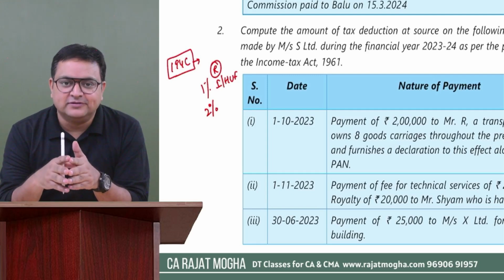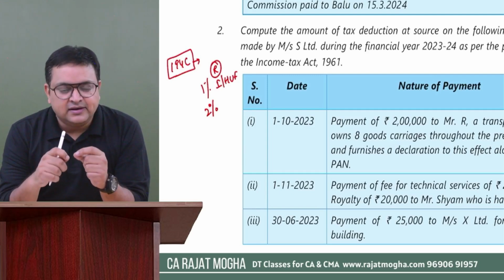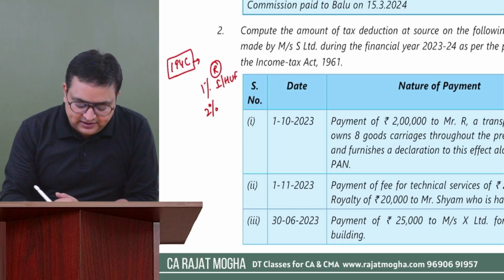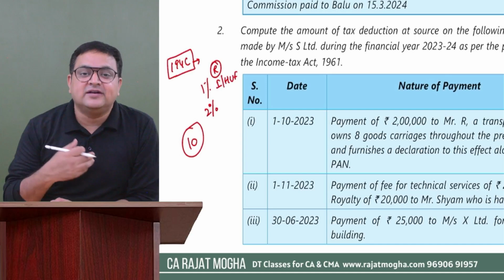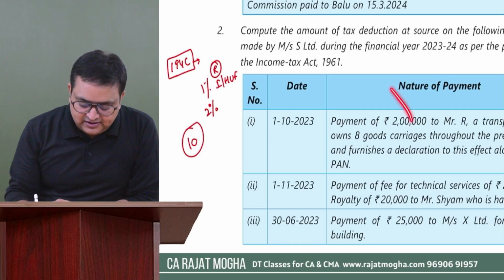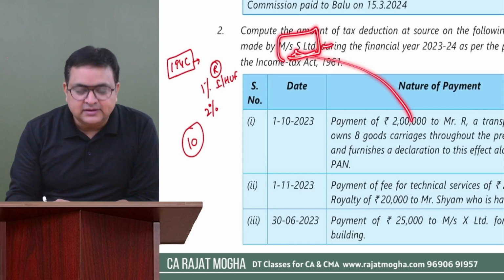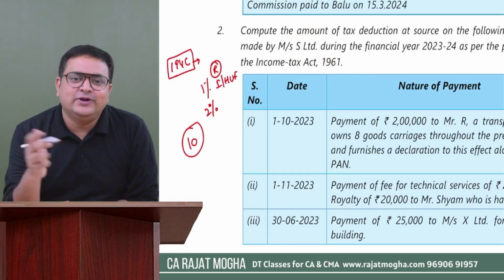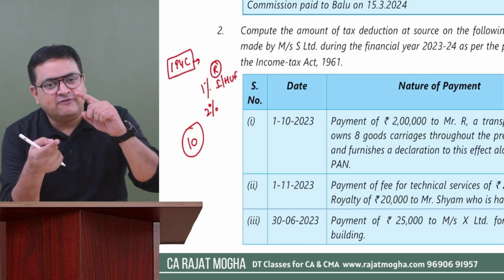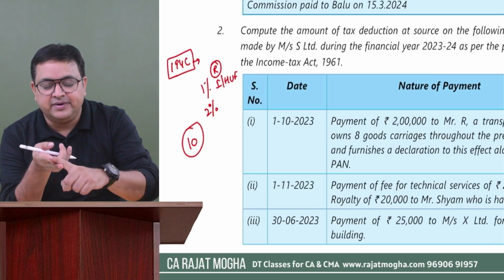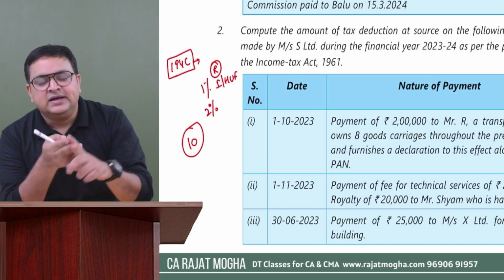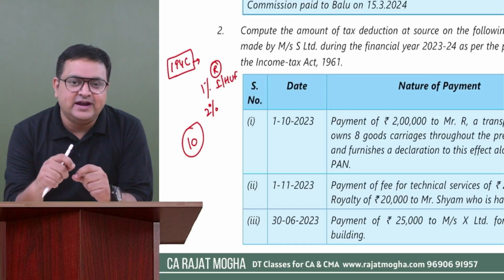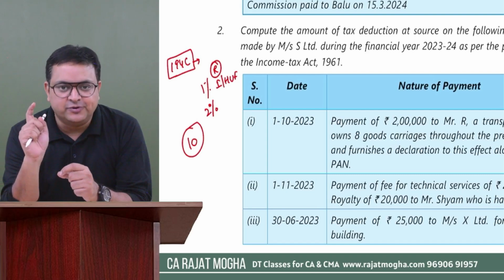If these transporters furnish their PAN along with the declaration that they do not own more than 10 goods vehicles at any time during the previous year, so first they have to give a declaration and also their PAN number. If they submit both of them, then we are not going to deduct TDS. Correct? So this is a special provision under section 194C specifically for transporters of goods.